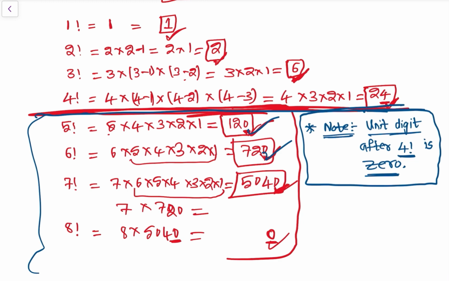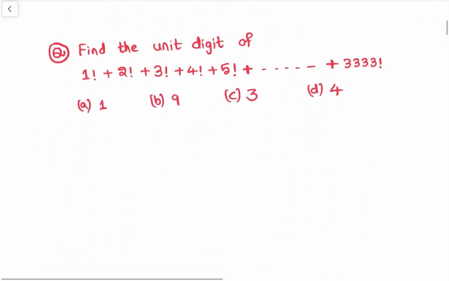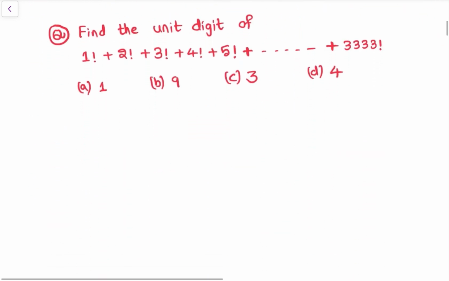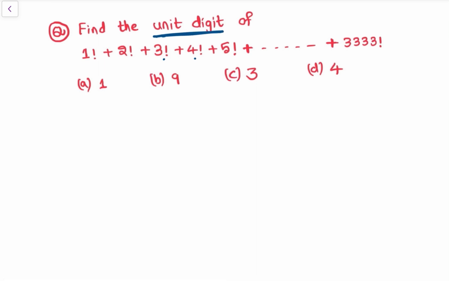ठीक है. So now let's see the questions, और क्वेश्चन से और अच्छे से समझ में आ जाएगा, n फैक्टोरियल का यूनिट डिजिट वगैरह कैसे निकालना है. So let's understand the questions. So this is: find the unit digit of 1 factorial plus 2 factorial plus 3 factorial plus 4 factorial and so on till 3333 factorial, and options are given.